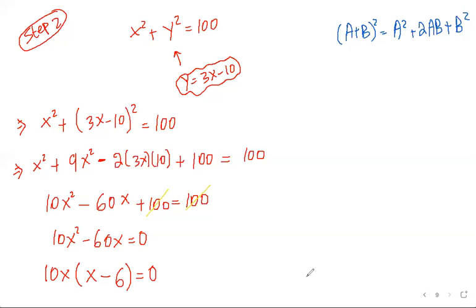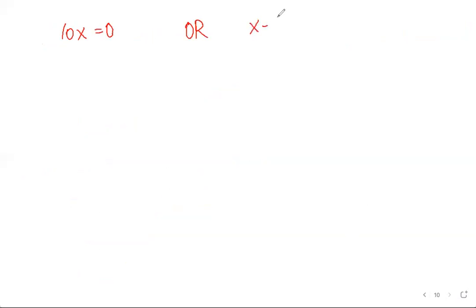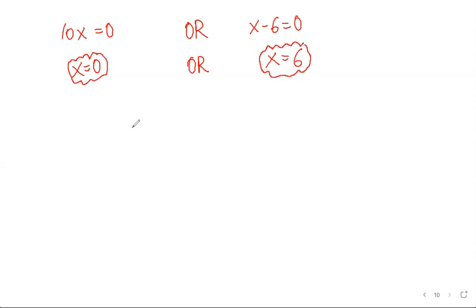Now I have to solve it. 10x equals 0 or x minus 6 equals 0. So x equals 0 here or x equals 6. For x equals 0, I have to find the value for y. For x equals 6, I have to find the value for y.